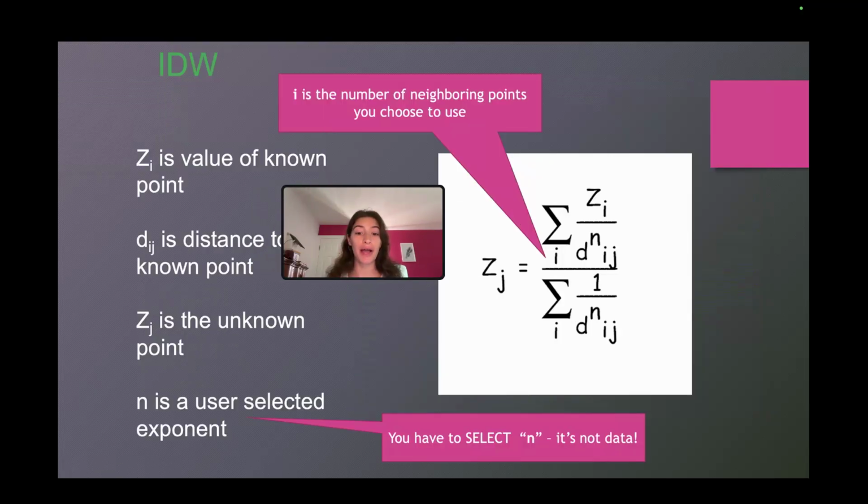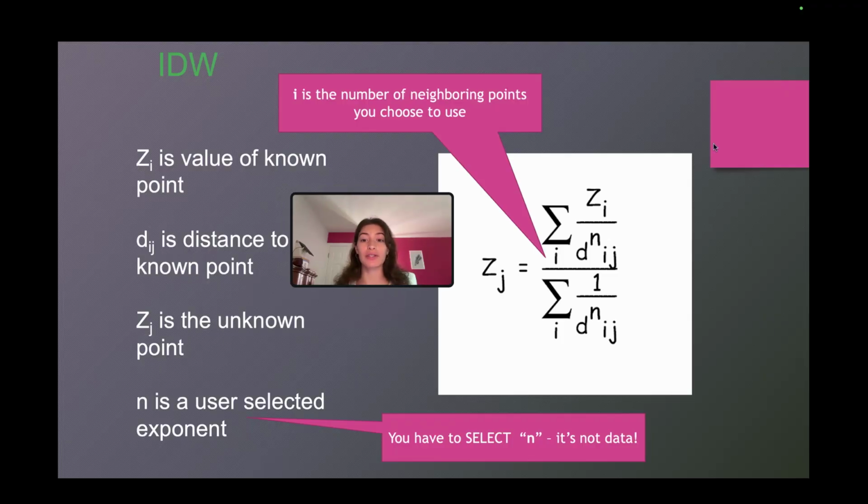So you don't need to know any of this. You just need to know that this is the general equation for IDW. This is somewhat what it looks like. There's a weighting basis here. I is the number of those neighboring points that you choose, and you have to select n. So n is not data, it's a user-selected exponent, which is basically your weighting.